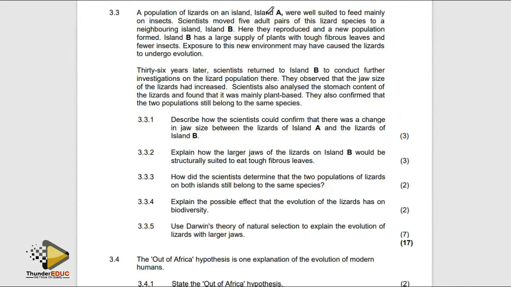A population of lizards on island A were well situated to feed mainly on insects. So it means that these were feeding on insects. Scientists moved 5 adult pairs of the lizard species to the neighboring island. They are saying island A, island B. Here they reproduce and a new population formed. They're saying island B has a large supply of plants with fibrous leaves and fewer insects. It means that now the food has become scarce. So this one is going to become a problem. Exposure to this new environment may have caused the lizards to undergo evolution.